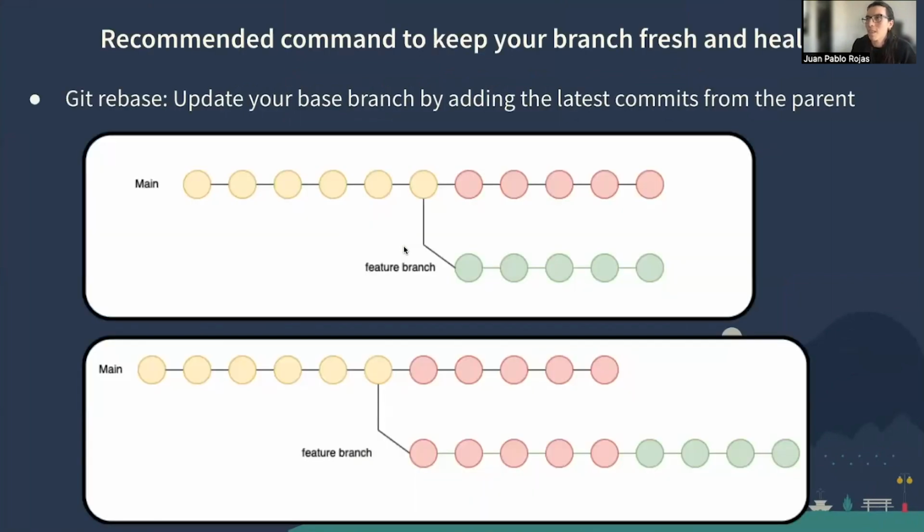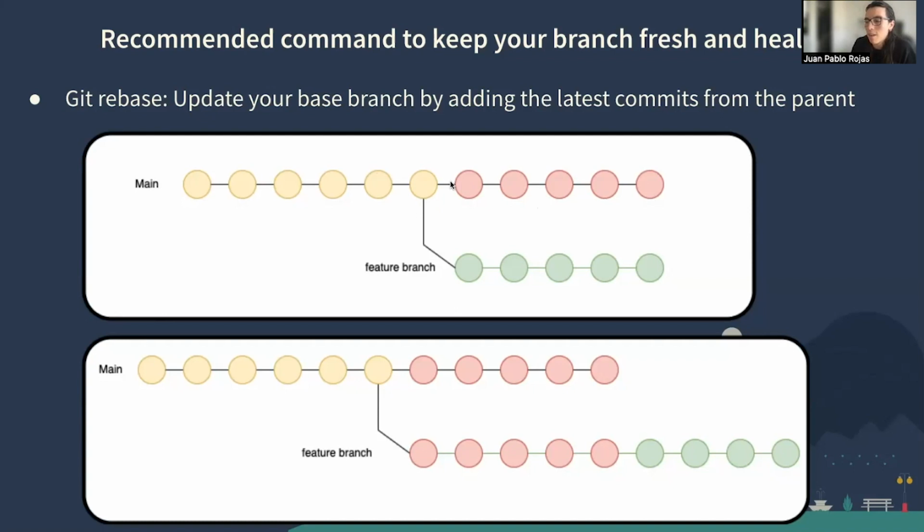How to do this? We have two commands that I recommend to use. The first one is git rebase. This command permits, of course, updating your branch and putting your commits at the end of your history. What happens here? How to explain this? Suppose that this is my main branch.